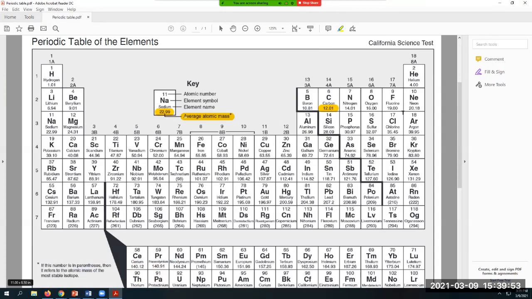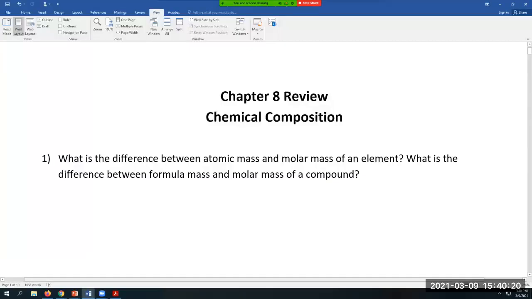When you take the average atomic mass of carbon, it's going to be an average of the mass of the different isotopes of carbon: carbon 12, carbon 13, and carbon 14. But because carbon mainly contains the isotope carbon 12, the mass is close to 12 atomic mass units. So that's what the atomic mass is.